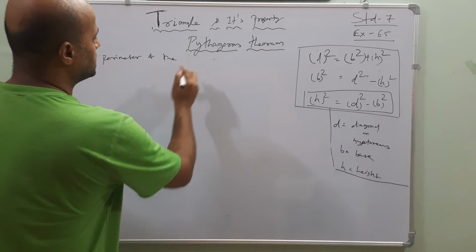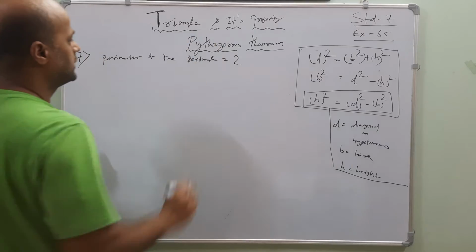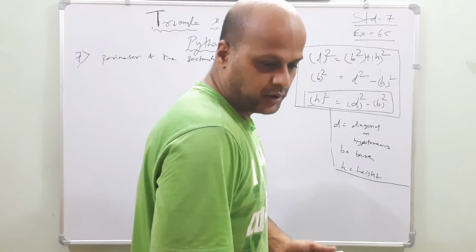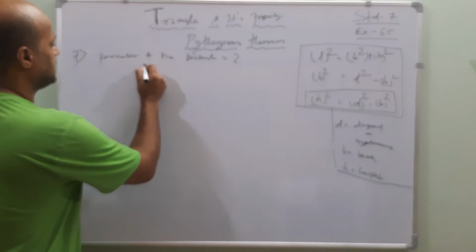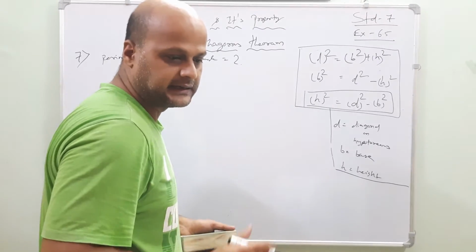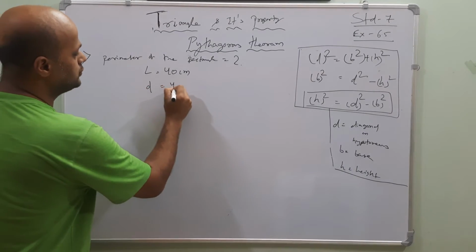Rectangle, okay. We have to find it out. But is something given or not? See, a rectangle whose length is equal to 40 centimeters. Length is equal to how much? 40 cm. And which one is given? Again it is saying that the diagonal is 41. Diagonal is equal to 41 cm.